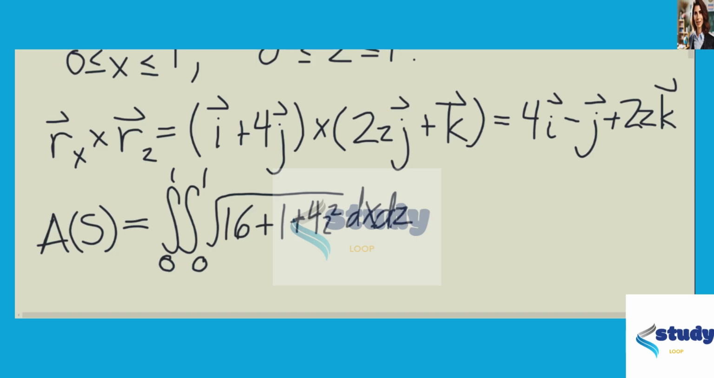Taking the antiderivative with respect to x and evaluating, we get the integral from 0 to 1 of the square root of 17 plus 4z squared dz.